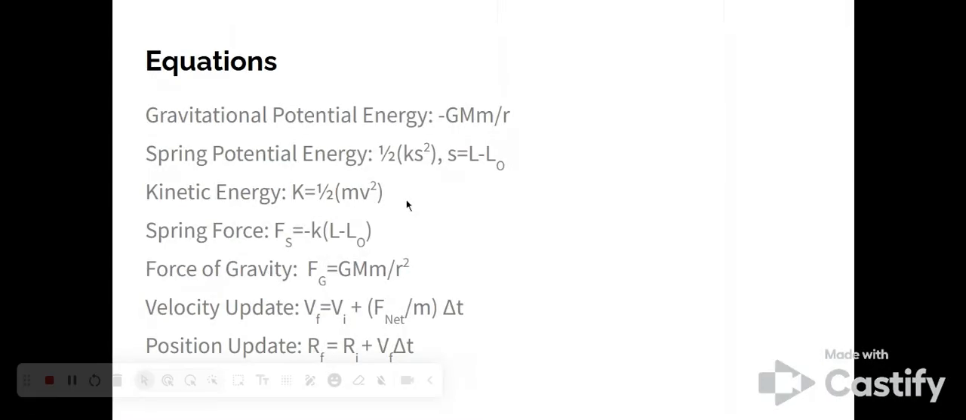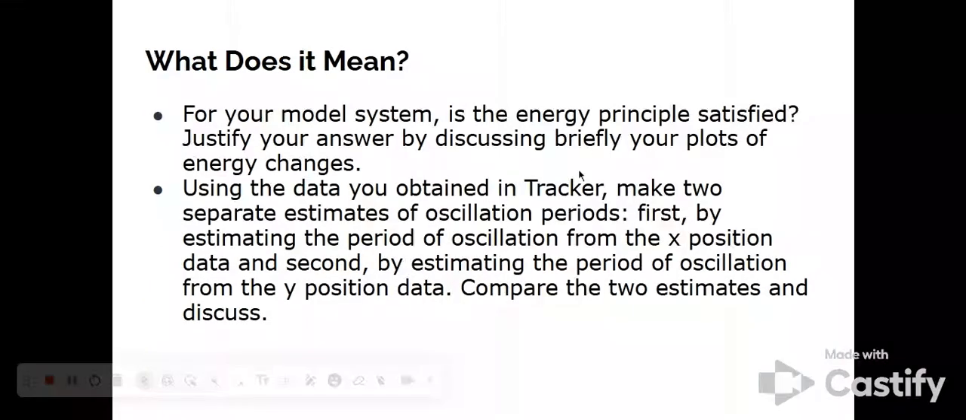And yeah, so the equations we used were the gravitational potential energy, the spring potential energy, kinetic energies, spring force, force of gravity, the velocity update, and the position update formulas. All stuff that we have seen before, except our new energy formulas. So what does it mean? Well, for my model system, the energy principle is mostly satisfied, but not completely, since again, my delta E is not 0, which means that there was work done on the system that I didn't account for.